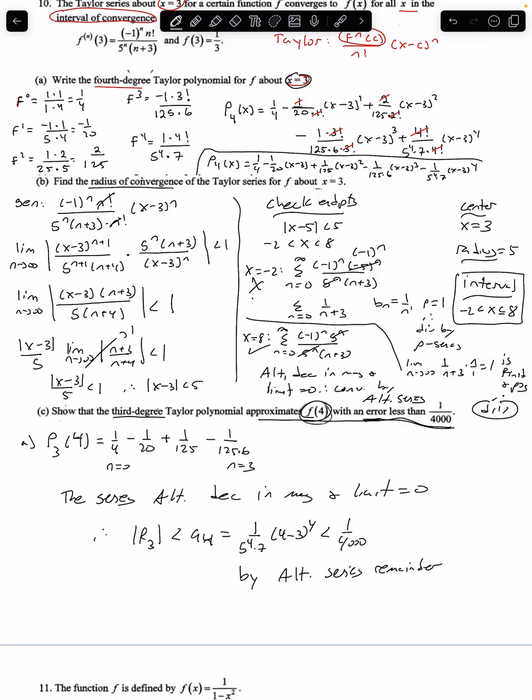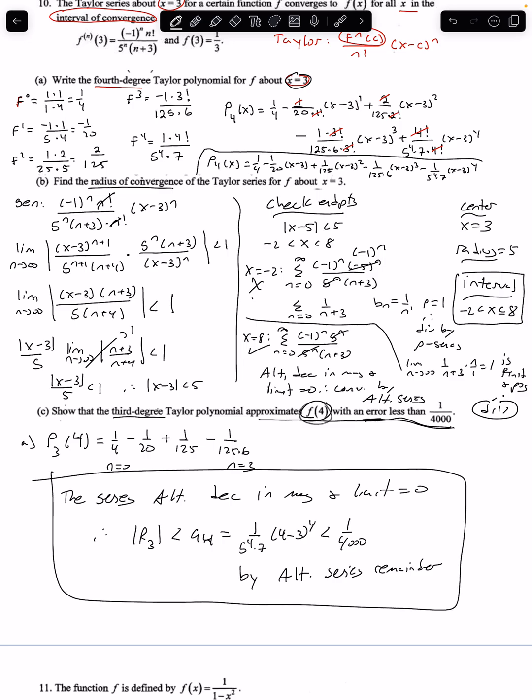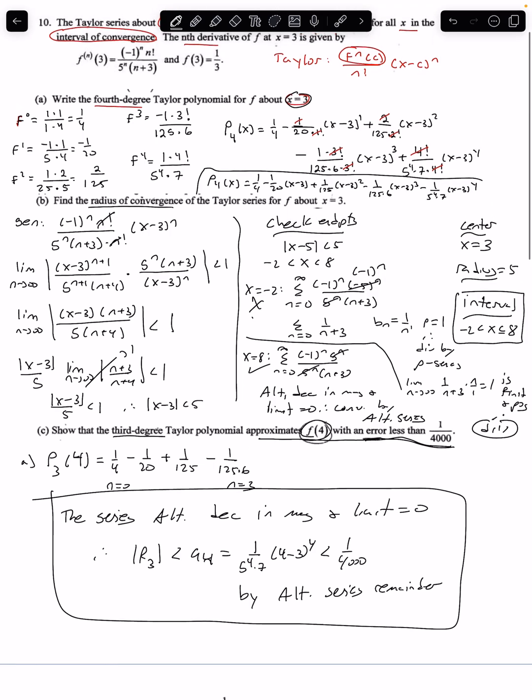This is big on the AP. And there's your answer right there. Don't forget to mention the mantra. The series alternates, decreases in magnitude, and the limit is 0 first. All right, well, that's question number 10.